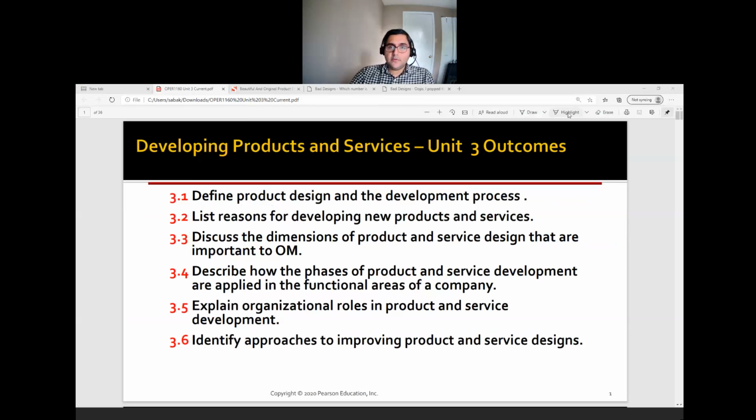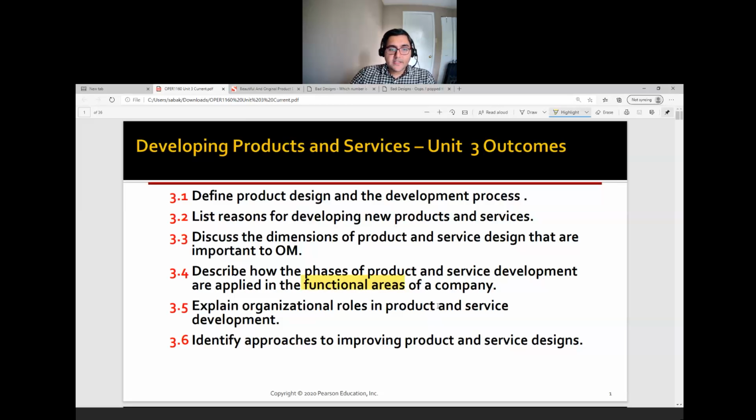So welcome to Unit 3, Developing Products and Services. So these are the different outcomes from this chapter. We will be first defining what's product design and product development process. We will also discuss about the reasons for developing new products and services. And we will be discussing about the role of operations management in the various dimensions of product and service design.